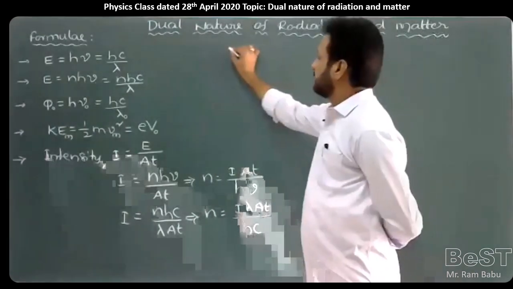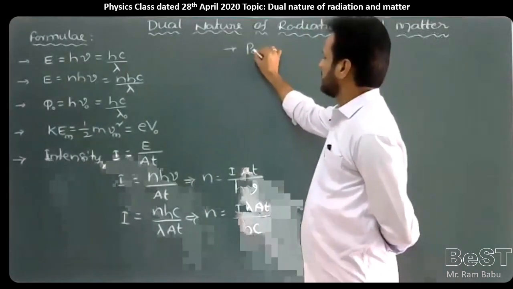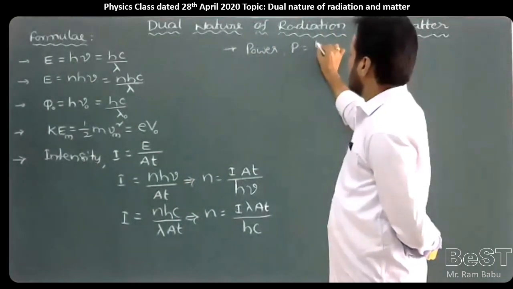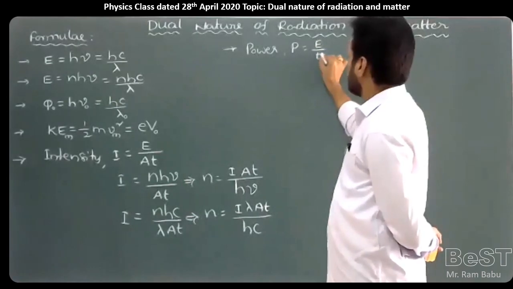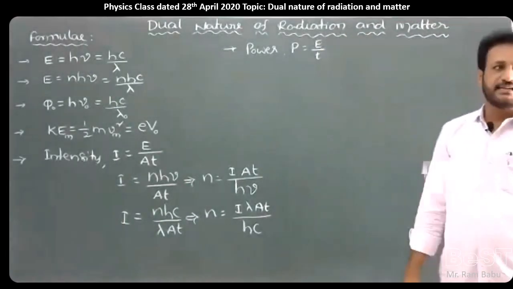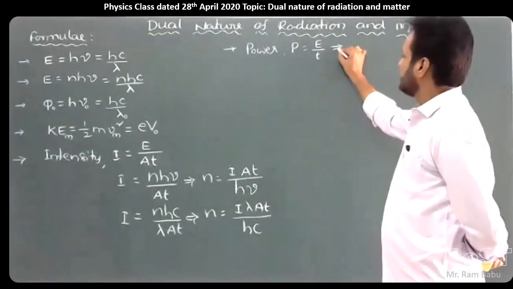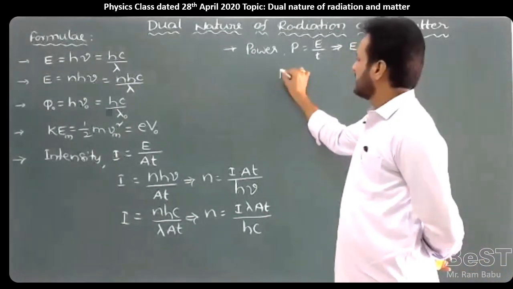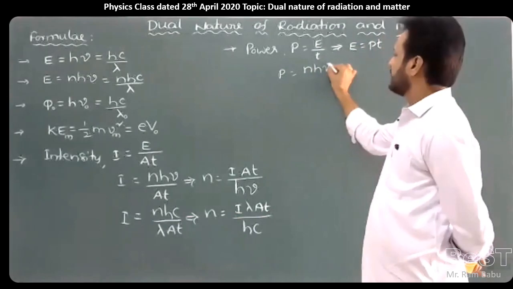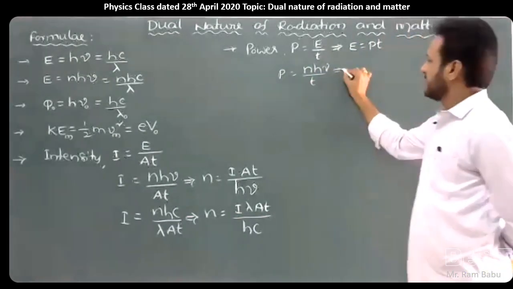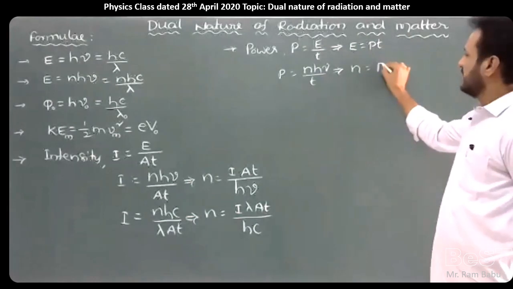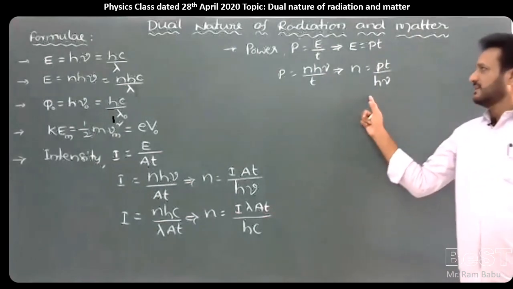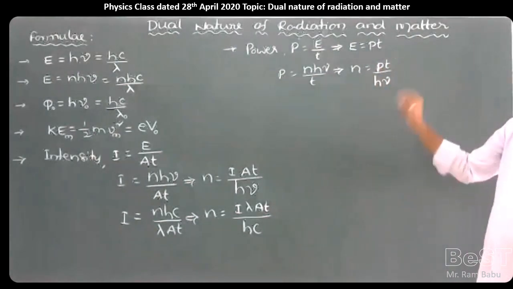And one more formula: power. Any source of light emitting radiation will have some power. So power P is equal to the work done per unit time, or energy per unit time, E by t. From this formula, energy E is equal to power into time. Similarly, power P is equal to n into h nu by t. From this formula, the number of photons n is equal to P t by h nu. Here t is time, n number of photons, P power, nu frequency of the photons.